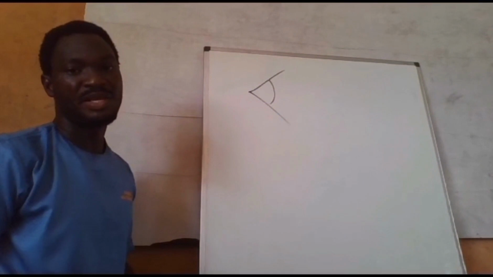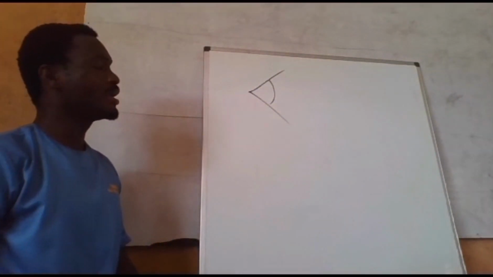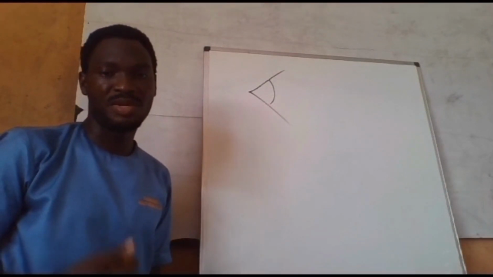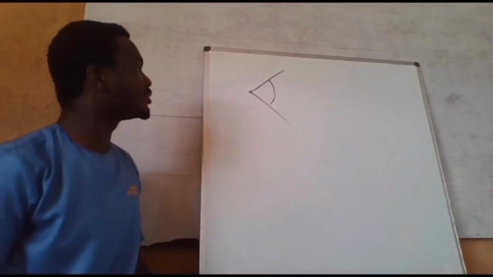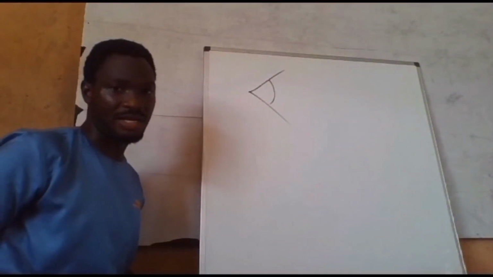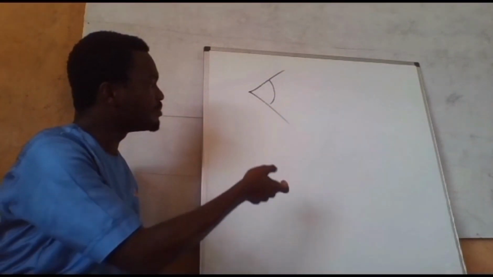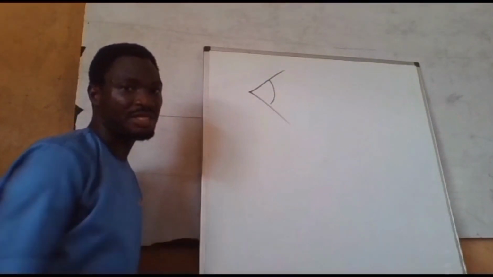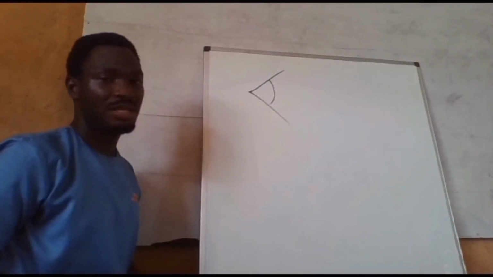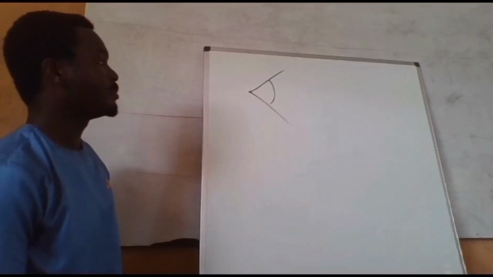Now, angles are measured in degrees as well as radians. Now, the size of an angle is measured by the extent to which one of the arms must be rotated to get to the other. So the greater the extent of rotation needed to move from one arm to the other, the greater the size of the angle.